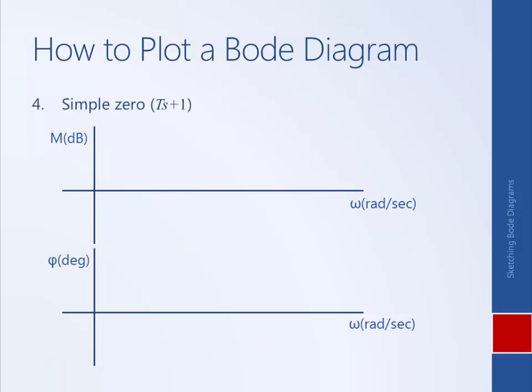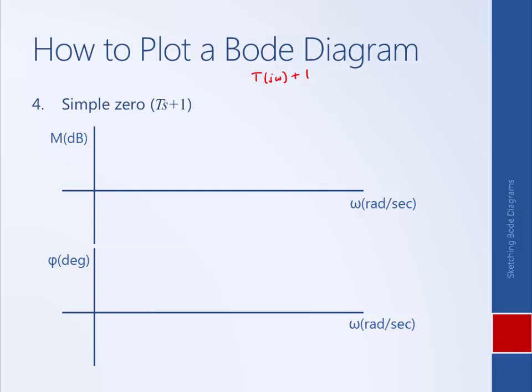Continuing with our process, filling out our library, the next element we're going to consider is a simple zero. And so in the same manner that we've done, we can substitute j omega for s. And we could do this sort of point by point, look at how this complex number moves in the complex plane as we change omega. So you could do that on your own.